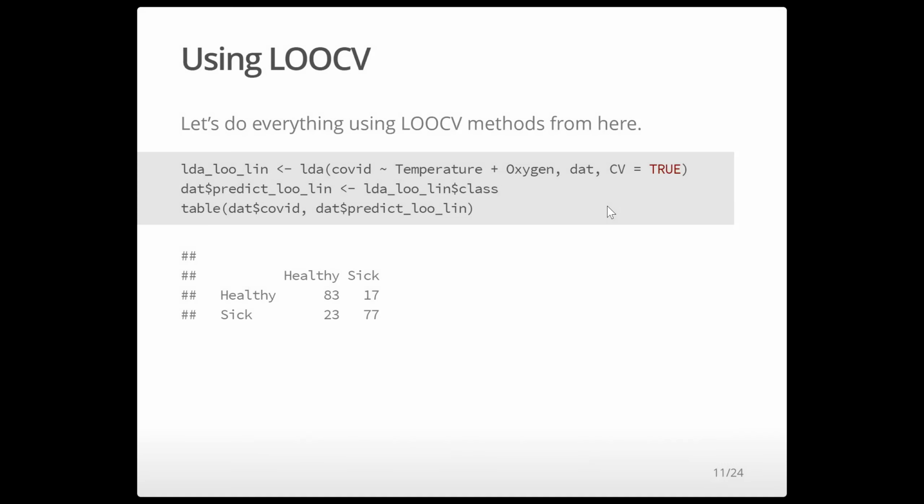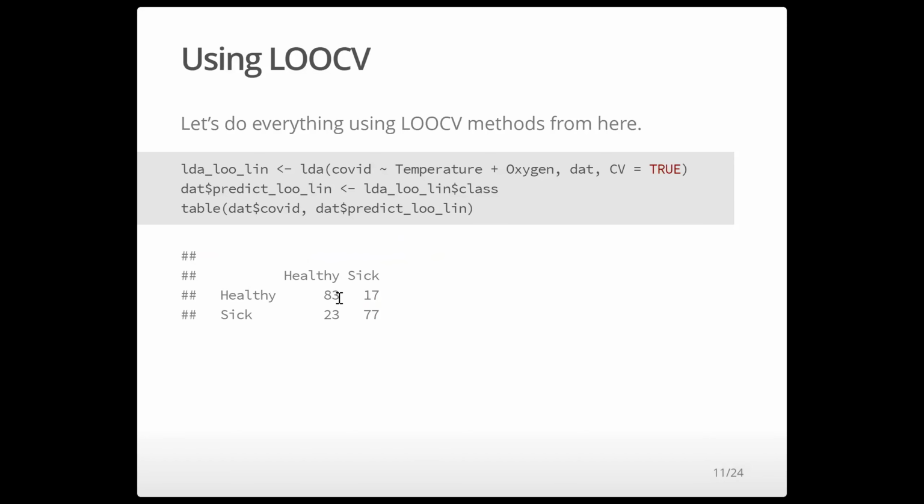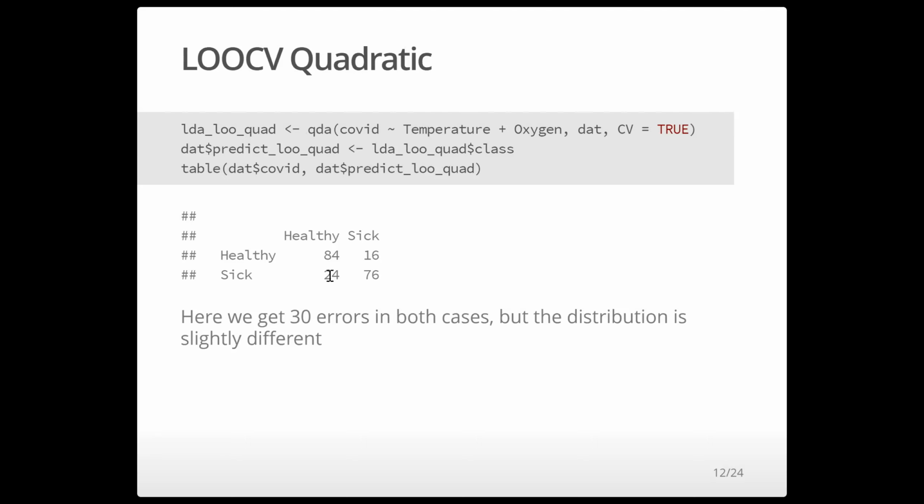But of course, we would prefer to do things using the leave one out cross-validation method. So let's just do that moving forward. Here we see we actually wind up making the same number of errors for quadratic and for linear, though the distribution is a little bit different. We're making 23 false negatives and 17 false positives here for linear, and we're making 24 false negatives and 16 false positives for the quadratic.